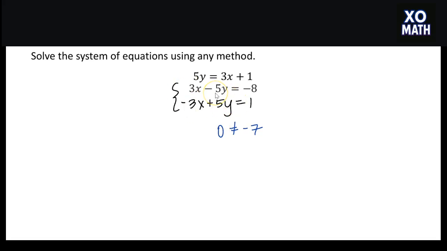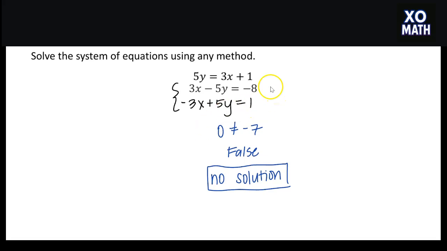So we lost all the variable terms like in the last example, but we ended with a false statement. So because the statement is false, that means that there is no solution to this system of equations. So graphically, what's happening on this one is that these two lines are parallel to each other, so they're never going to intersect.